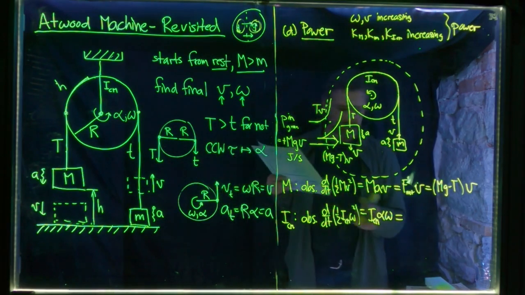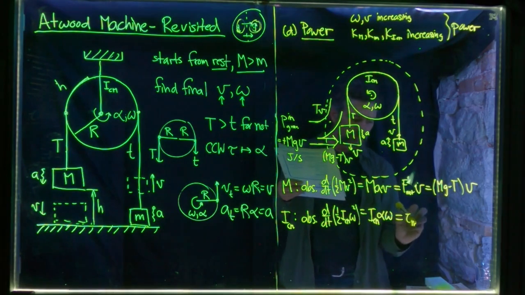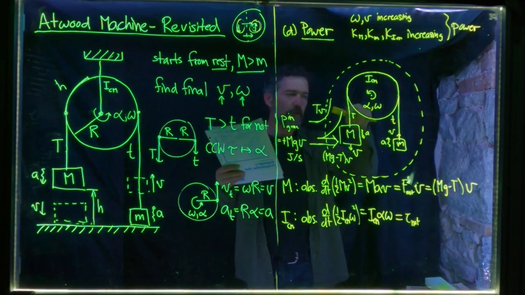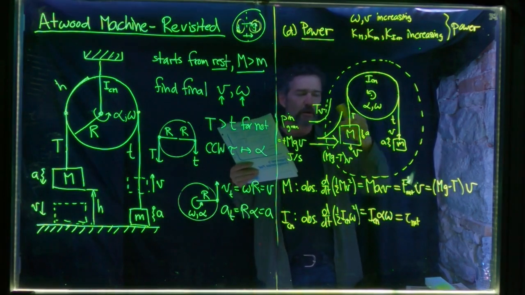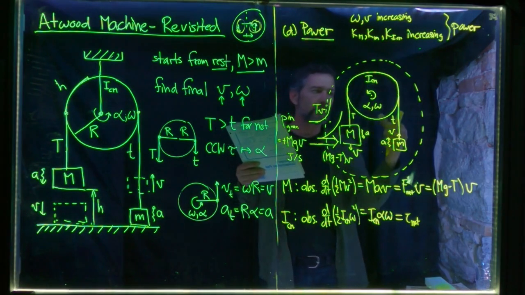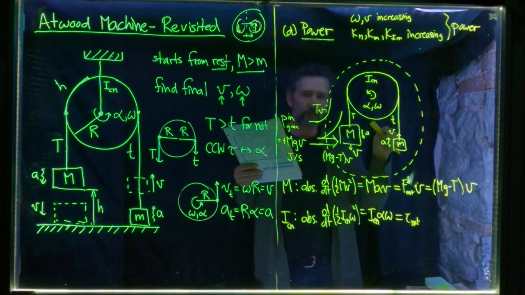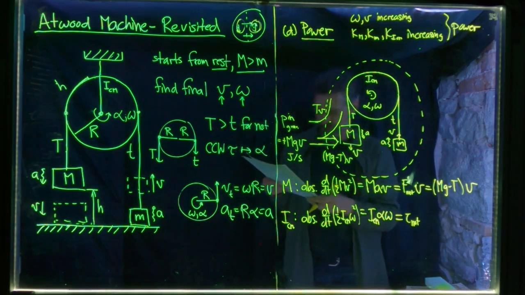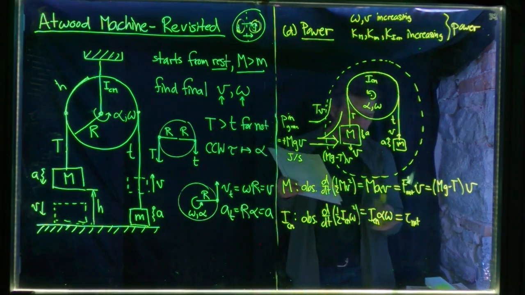Okay, so what we have is the net torque. It's the net torque acting on that pulley. There's a counterclockwise torque because of the tension big T in the left rope. There's a clockwise torque because of the tension little t in the right rope. The net torque is a counterclockwise torque because big T is bigger than little t. Okay, so that's the net torque times omega.